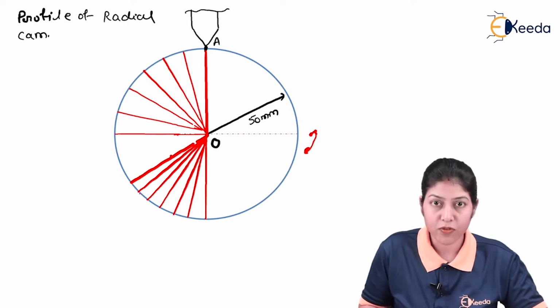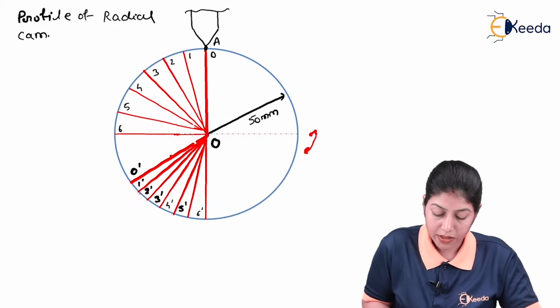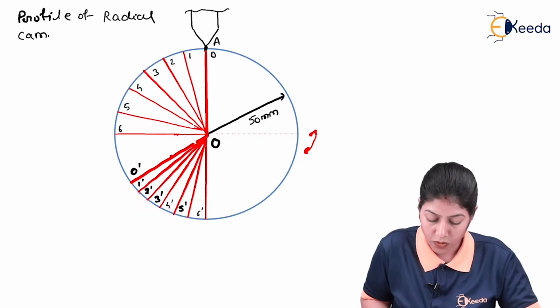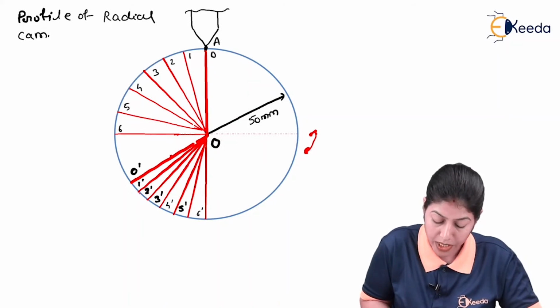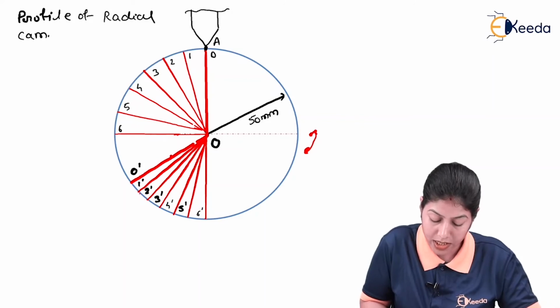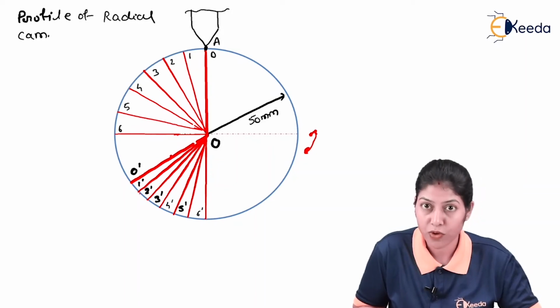So here we have 6 number of parts for outstroke and return stroke. So we will mark these points as 1, 2, 3, 4, 0 dash, 1, 2, 3, 4, 5, and 6 dash. So here we have 6 number of parts for outstroke and return stroke, and we will mark these points with the intersection point of these straight lines and the circle. So over the circumference of the circle, we will mark these 6 number of points for each stroke.